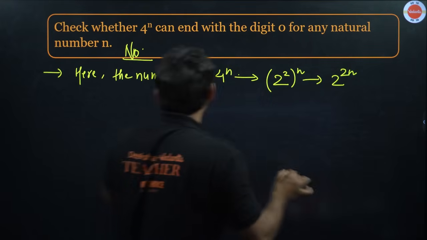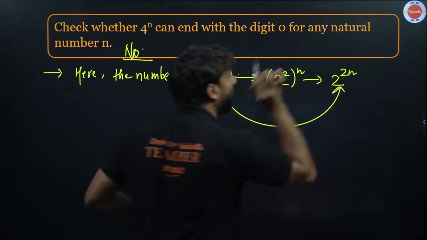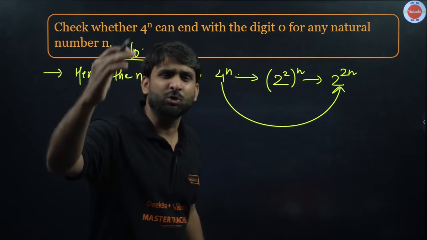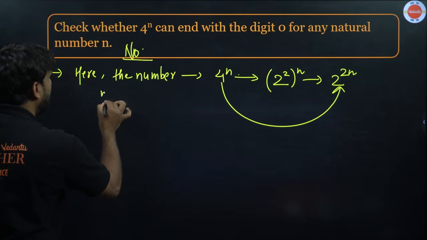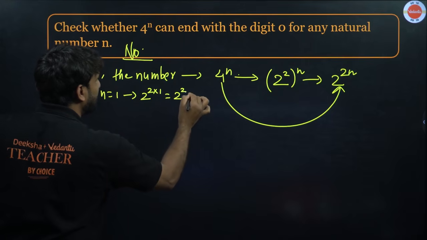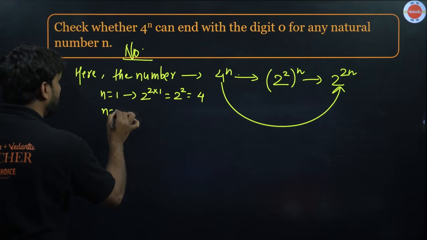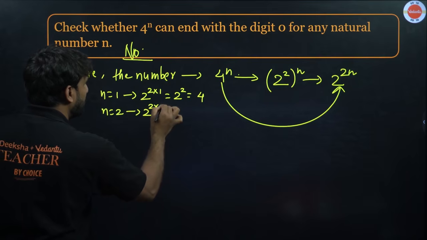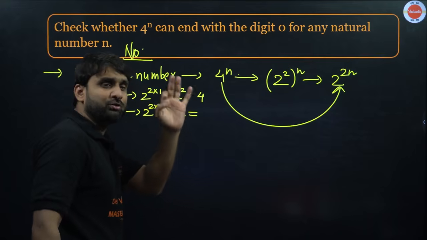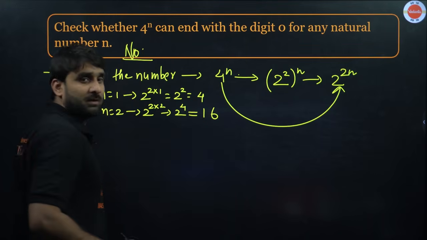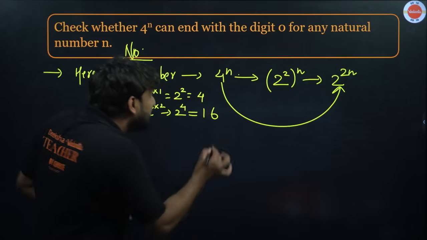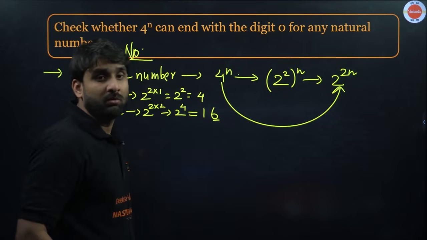Now, if 4 to power n is expressed in this form, and you put any value for n, 1, 2, 3, let's assume I'm putting n as 1. So what will be the value? This will be 2 to power 2, which is equal to 4. Now put n as 2. So 2 to power 2 into 2, which is equal to 2 to power 4, and 2 to power 4 means 2 2s are 4, 2 4s are 8, 2 8s are 16. So can you see here, these numbers 4, 16 are not ending with 0.